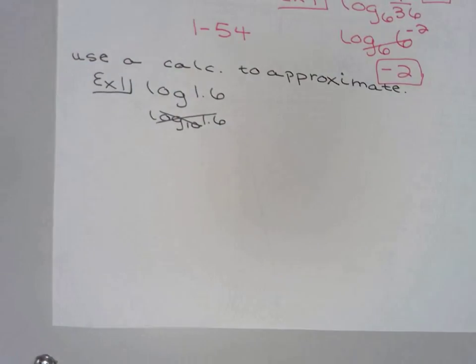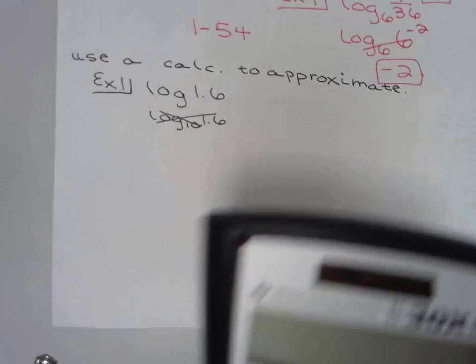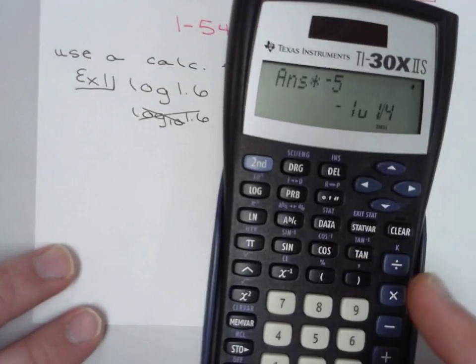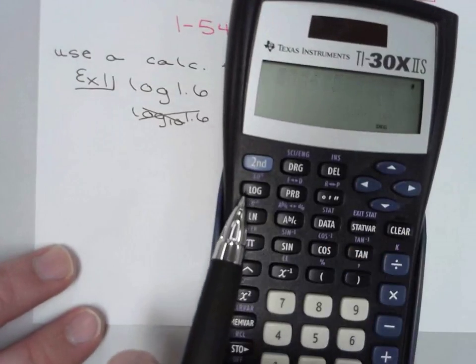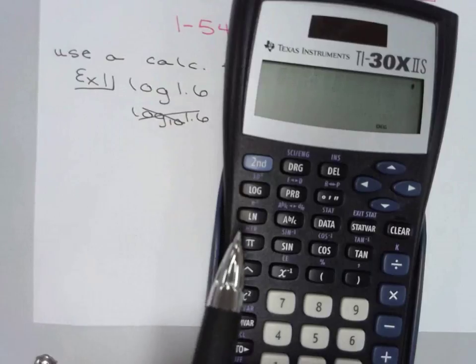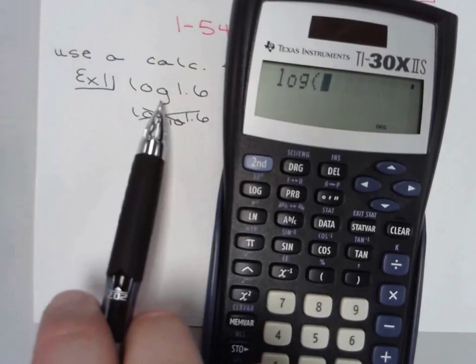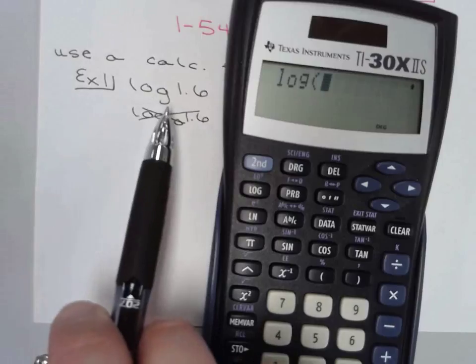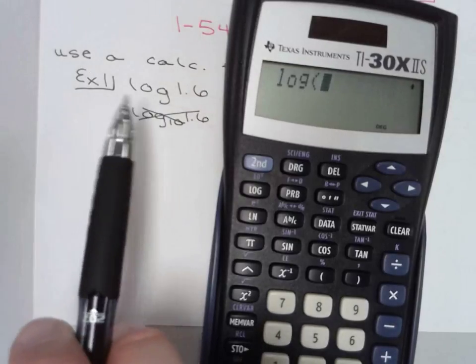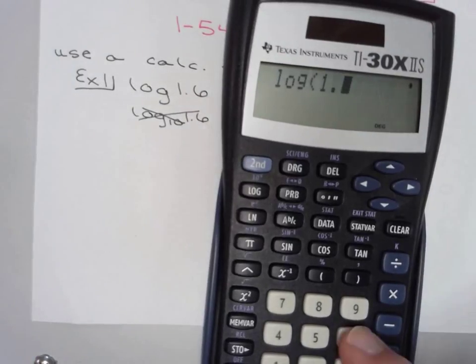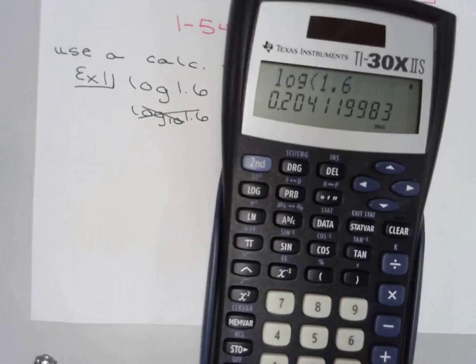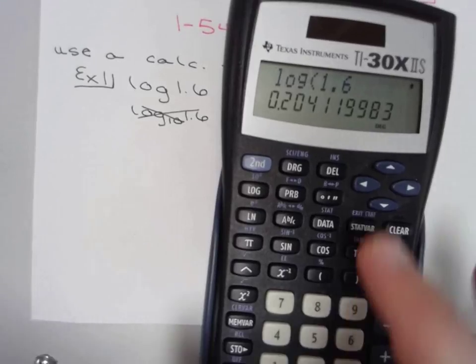Now, base 10 is the only log your calculator will do. You have a log button right underneath the second button, and that is understood to be log base 10. So anytime you have a log base 10 or no base written, we can use the calculator. So log of 1.6, you literally just plug it in. Rounded to 3 decimal places, that is 0.204.